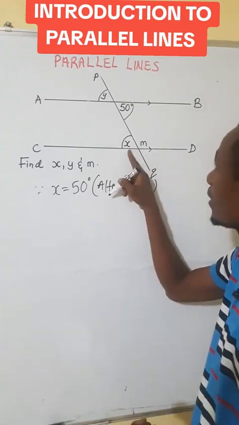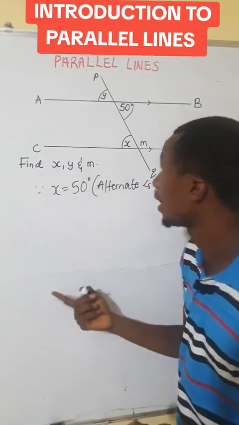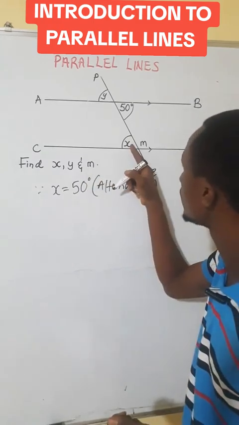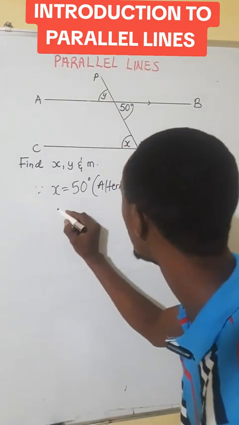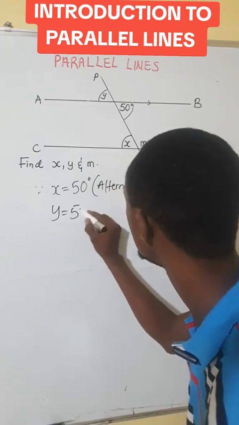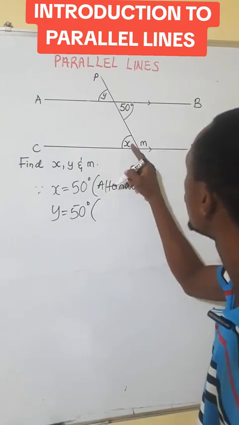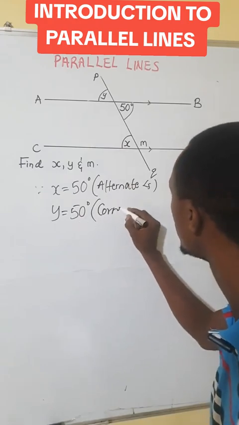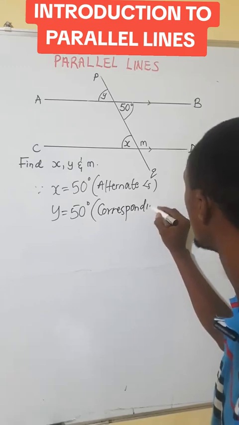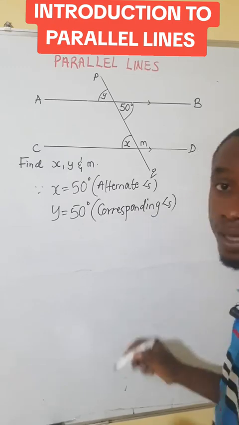But remember, X and Y are corresponding angles. So if we have got X as 50, then automatically Y is also going to be 50 degrees. So because of that, our Y is also 50 degrees. Why are Y and X 50 degrees? It is because they are corresponding. You need to write the reason, because they are corresponding angles, right?